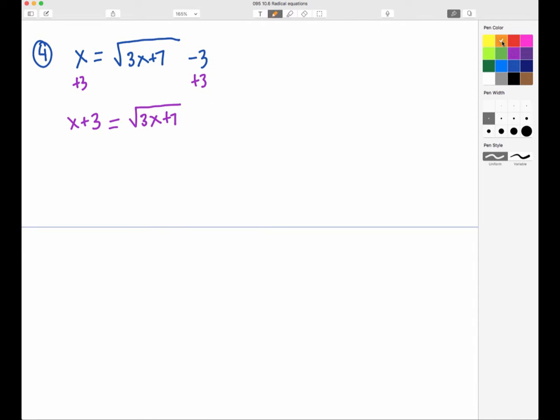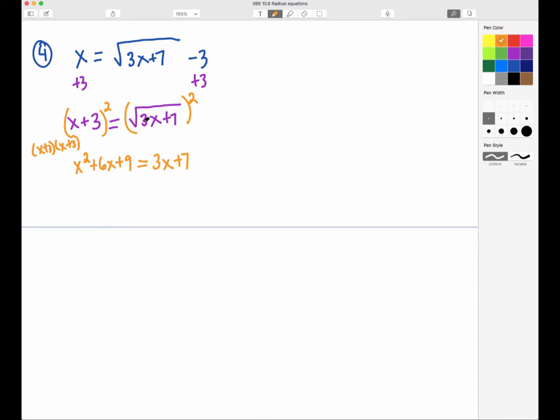Second step of the problem, we've isolated. Now we need to use the index. It's a square root, so we will square both sides. So square both sides. In my head, I can multiply out x plus 3 times x plus 3. I could write it out, or I know that the answer will be x squared plus 6x plus 9, and that will equal 3x plus 7. So the squared and the square root cancel out.